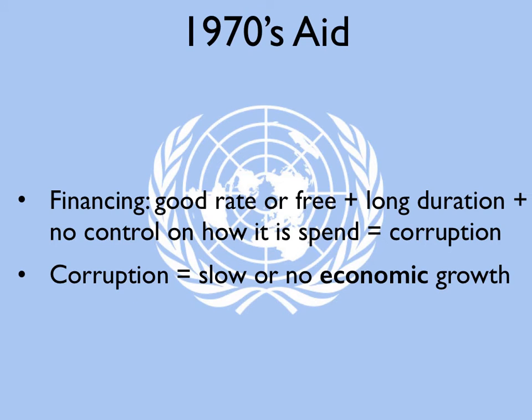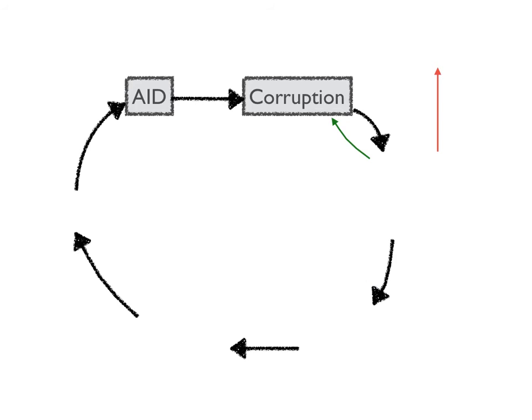So the financing was done in a poor way and in a way that led to another problem, which is corruption. And sadly, corruption is not helping economic growth at all. It's either slowing it down or actually stopping it altogether. So let me share with you a diagram explaining how this happens. As I said, aid leads to corruption.